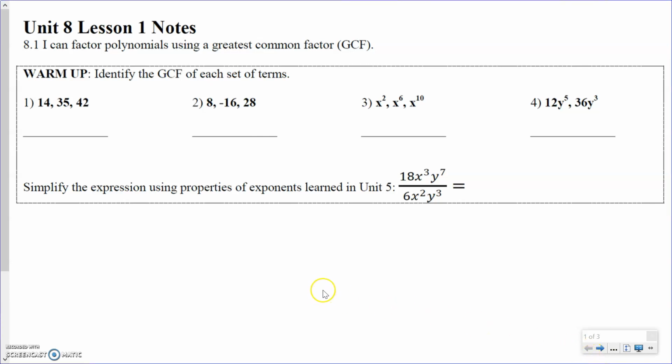Good morning. In the last lesson, we talked about how to identify GCFs and factors of terms. So you did this, or you should be doing this as a warm-up with your class, and then we will move along and simplify or factor polynomials using the greatest common factor, which you learned how to use in the lesson yesterday.